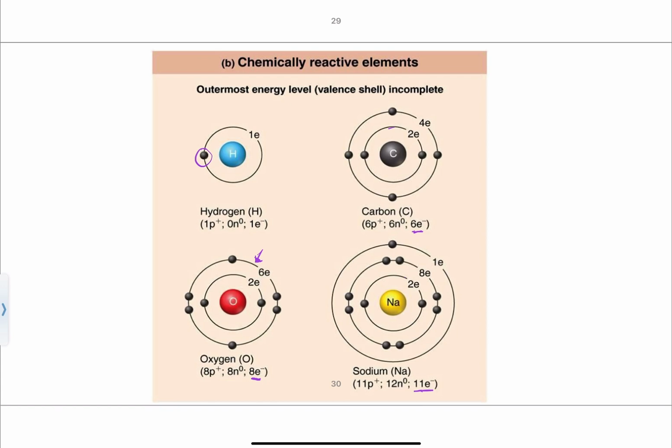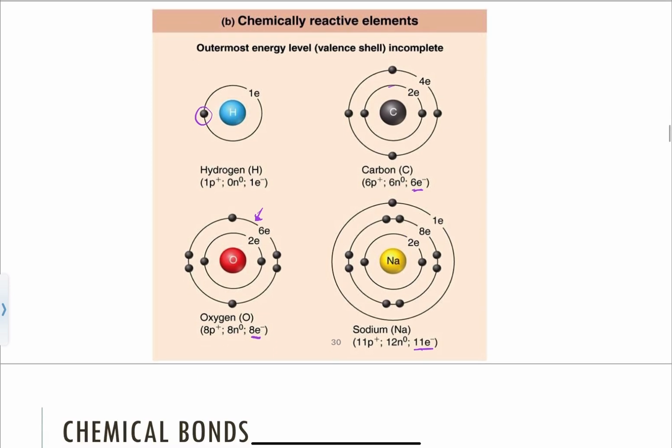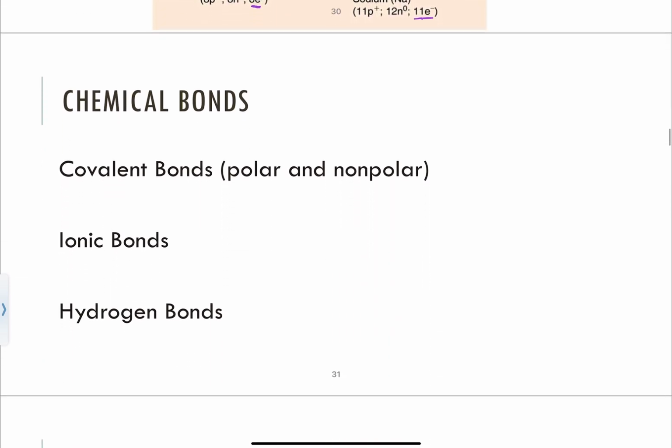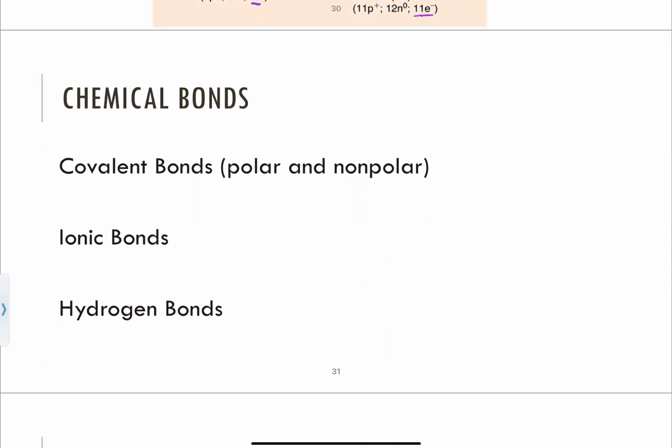So these are chemically reactive elements because elements want their valence shell to be full. So atoms that do not have full valence shells tend to combine with other atoms so that they can fulfill the octet rule and have their valence shell filled. So that leads us to the type of bonds that we have. And when we're talking about bonds, we're always going to be talking about electrons because those are going to be the subatomic particles that are responsible for chemical bonding.